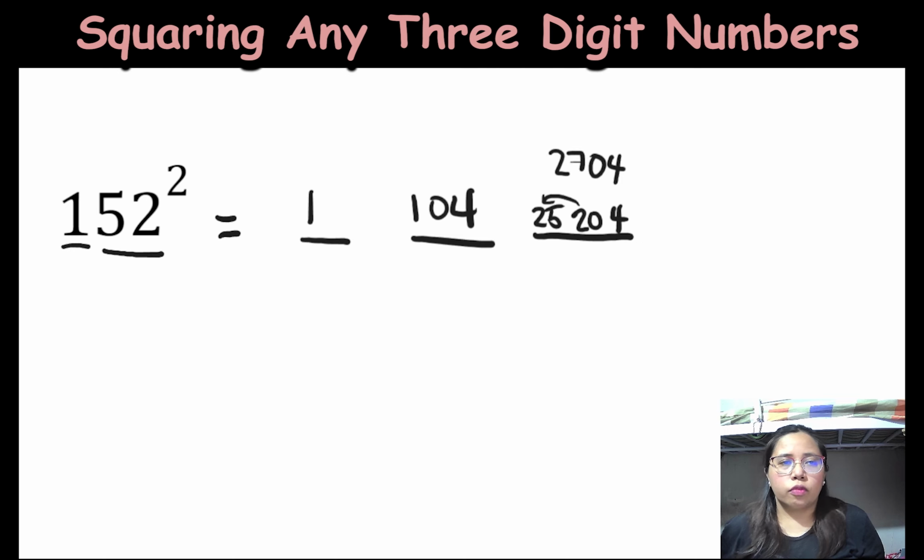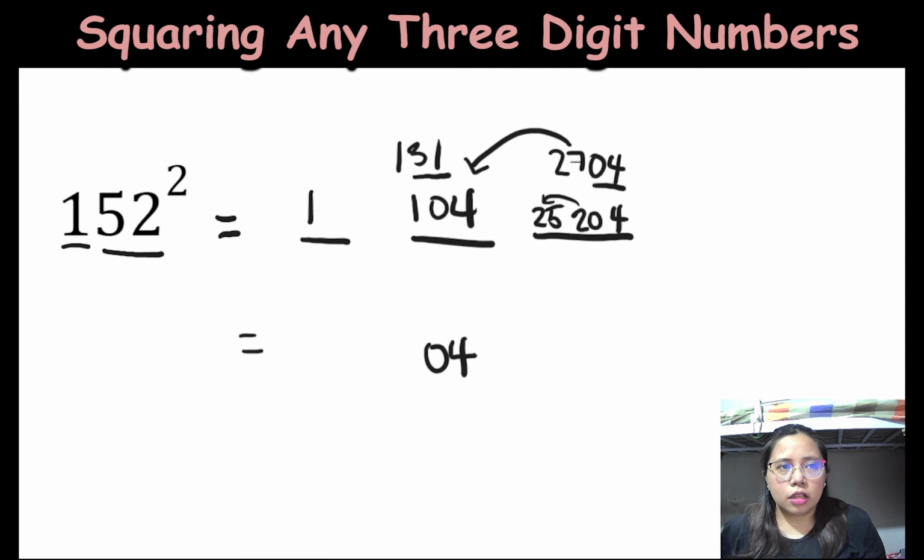Ngayon naman, kunin natin yung final answer natin. So, we get the last 2 digits, so that's 0, 4. And then, carry over natin yung 27 dito. We get 131. And then we get the last 2 digits again, so 31. And then, carry over natin yung 1 dito. So, we get 2. So, ang sagot natin, 152 square is equivalent to 23,104.